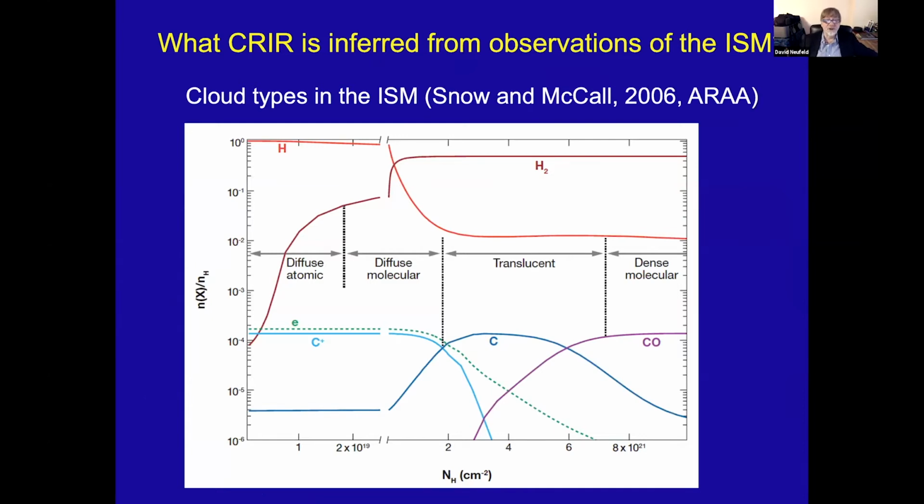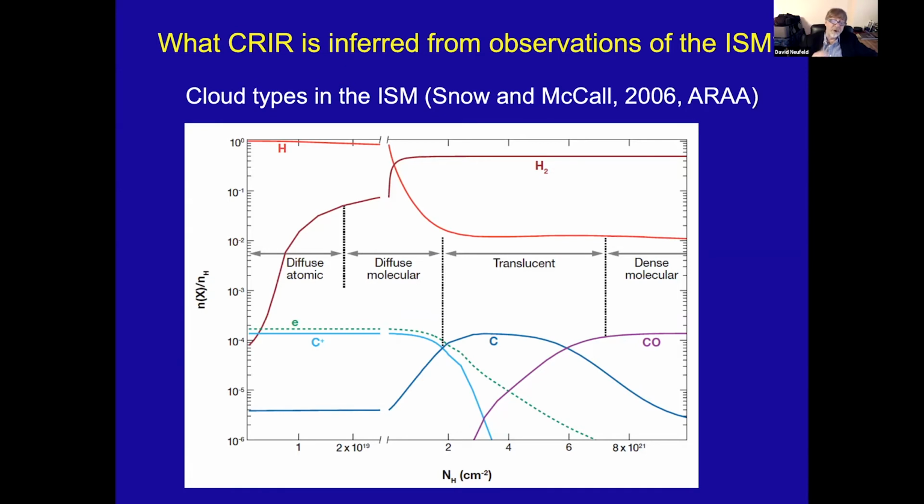And the answer is yes, we can do that using astrochemistry and observations of particularly molecular ions that trace cosmic rays. The answer we get, it turns out, depends a lot on what type of cloud you're talking about. So for the rest of the discussion, I'd like to divide things up using the cloud types defined by Snow and McCall in their 2006 annual reviews article.